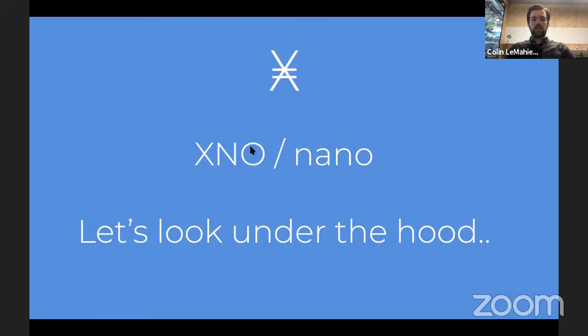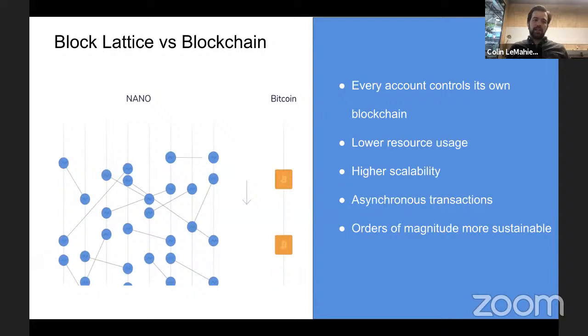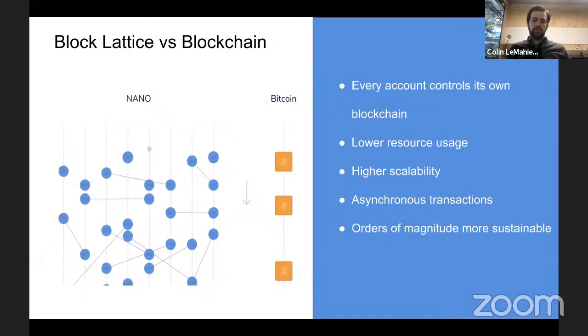So let's look under the hood of what Nano is and how it works. This is a simple depiction of a little bit of how the Nano network works internally. This is compared to Bitcoin because that's usually what people understand. Each line in that graphic is an account in Nano. And what Nano's designed to do is have a way for all of those accounts to operate independently. And as you can see, when you do that, you're not restricted by the limits of doing a single item per unit of time as in other chains.